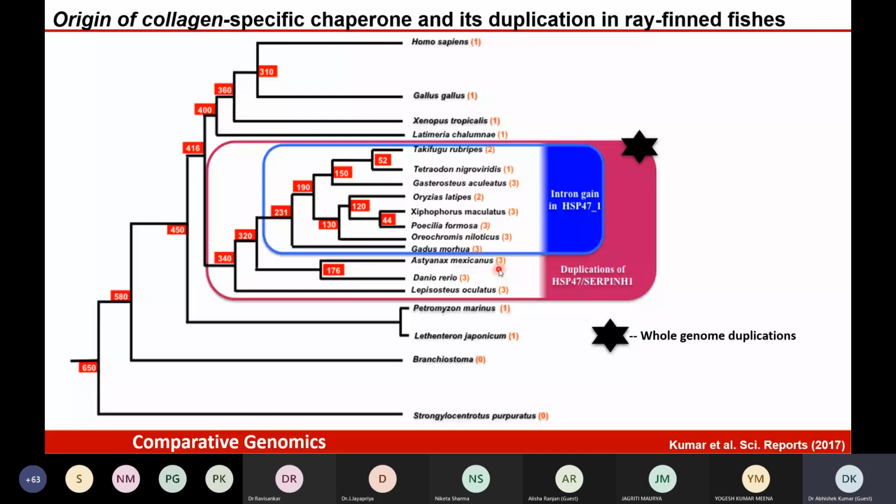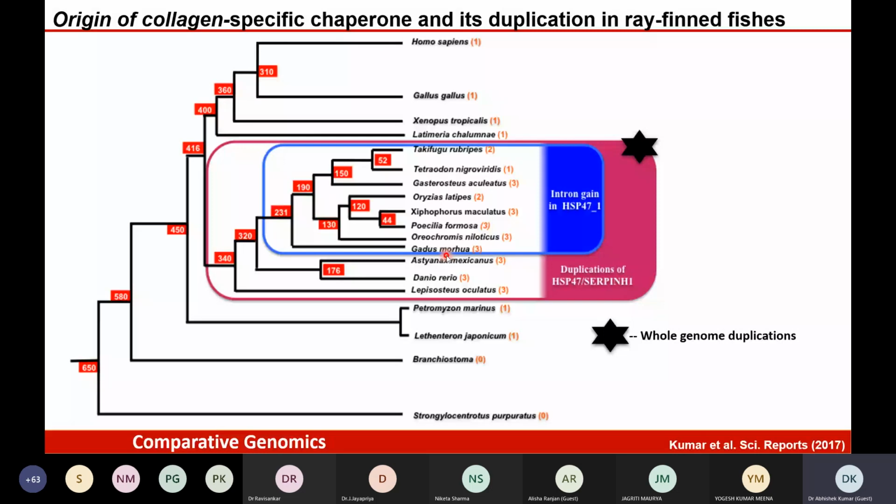So what does it imply? It implies that on this evolutionary scale, if you see before this line, all have 1 copy. So that means only in this sub branch there is a multiplication of HSP47, the collagen-specific chaperone, and this is due to whole genome duplication. But why do they actually need it? So what is the physiological implication?